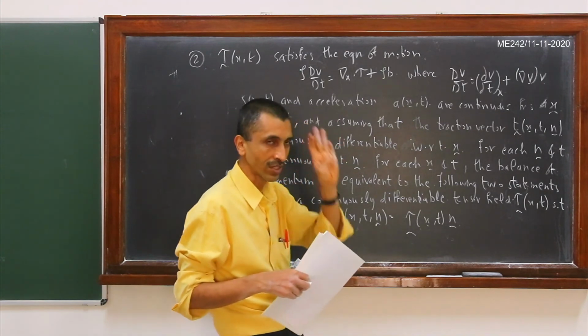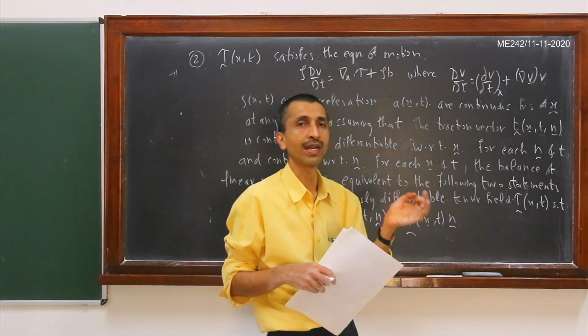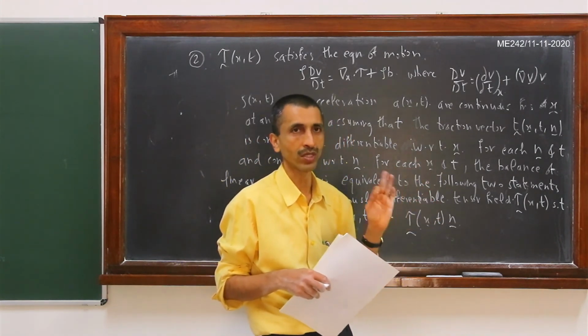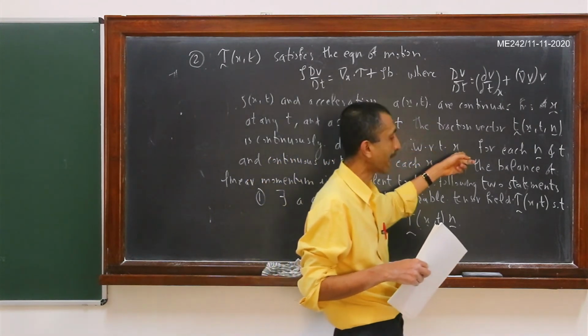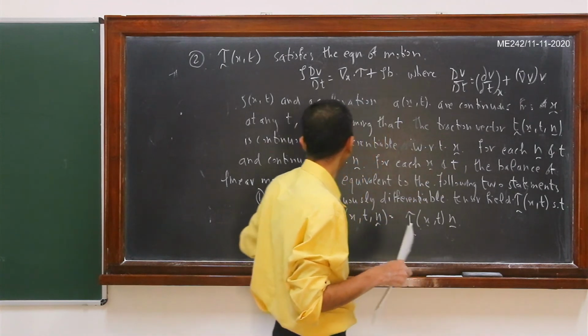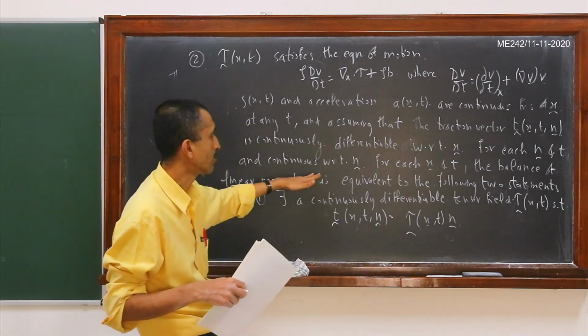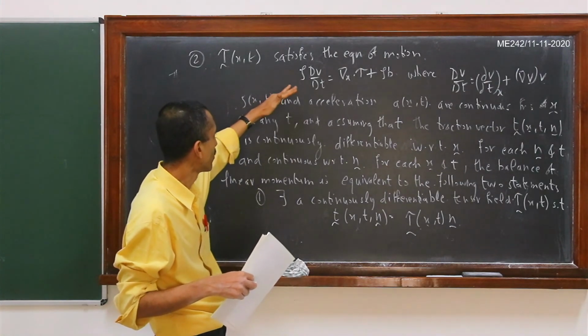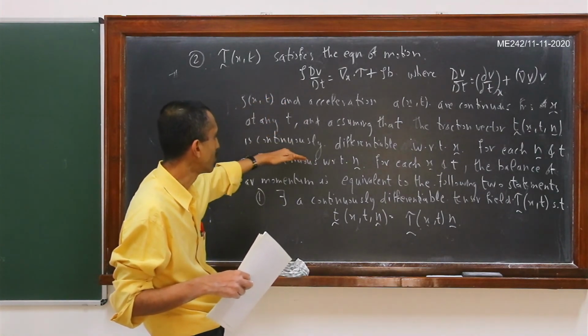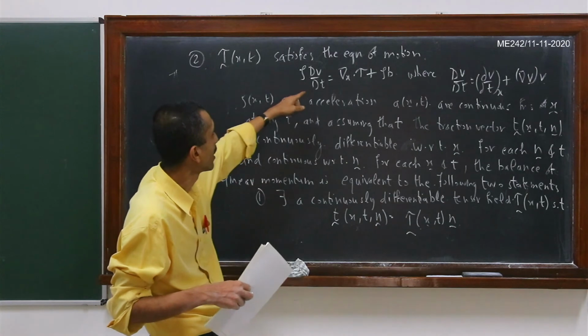So the function itself is continuous and its derivative is also continuous. Okay, so that is what we mean by continuously differentiable with respect to x, for each n and t, and it is just continuous with respect to n. So basically we will make these assumptions, because you will see that there will be some derivative, right?